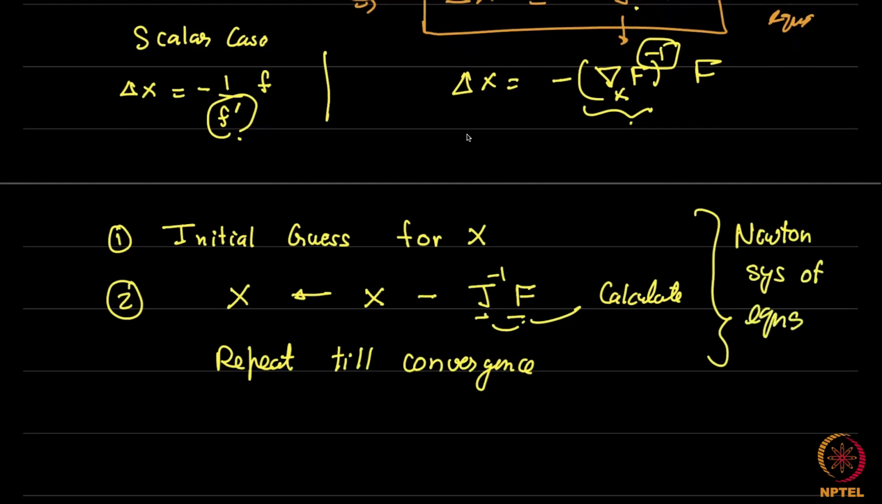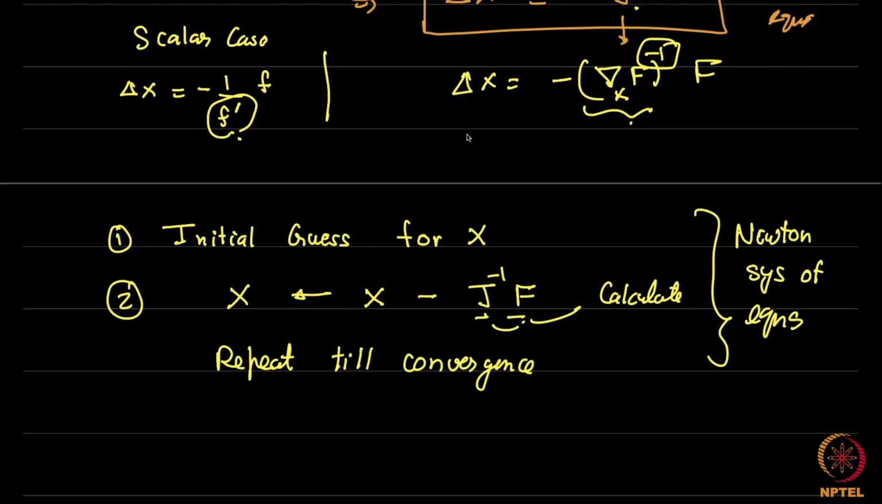In case J is not invertible, you will have trouble, just like in case f prime goes to 0, you will have trouble. There are all sorts of convergence problems that occur for Newton also. Nonetheless, in practice, we will see next week, not this week, that you can combine this Newton approach with other approaches and make it better behaved.